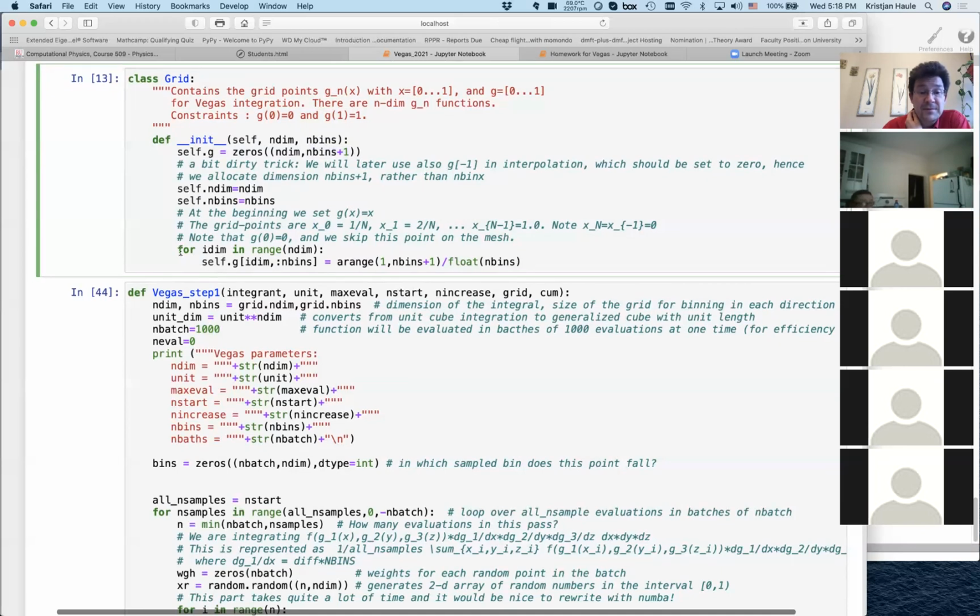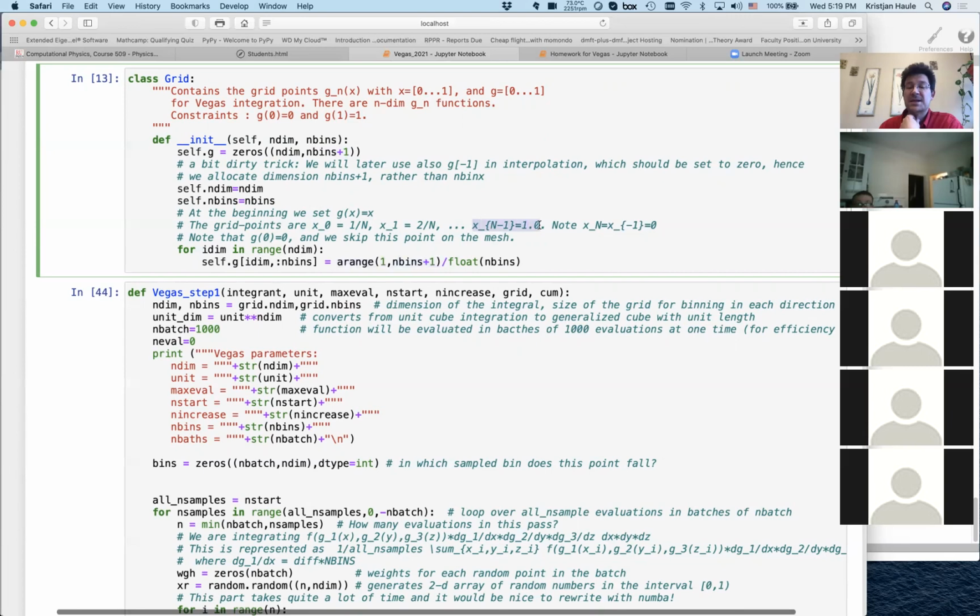Okay, now what are we going to do at first step? At first step, we're going to just set g of x is x, which means that the grid points are, well, x0 needs to become 1 over n, x1 has to become 2 over n, and so on and so forth. And this expression is exactly that. This float n bins here is exactly 1 over n, and then a range from 1 to n bins plus 1 gives exactly an array of 1 over n, 2 over n, and all the way to n divided by n. So the last point here is n divided by n, which is 1.